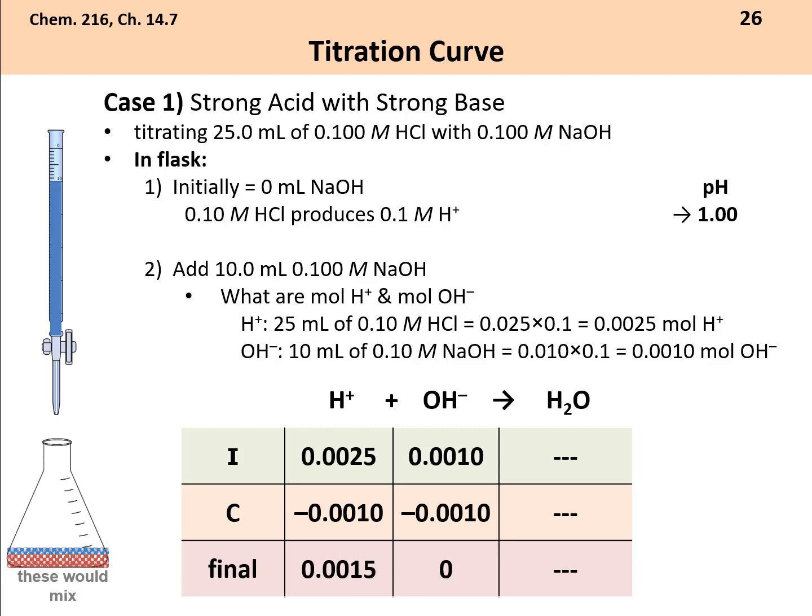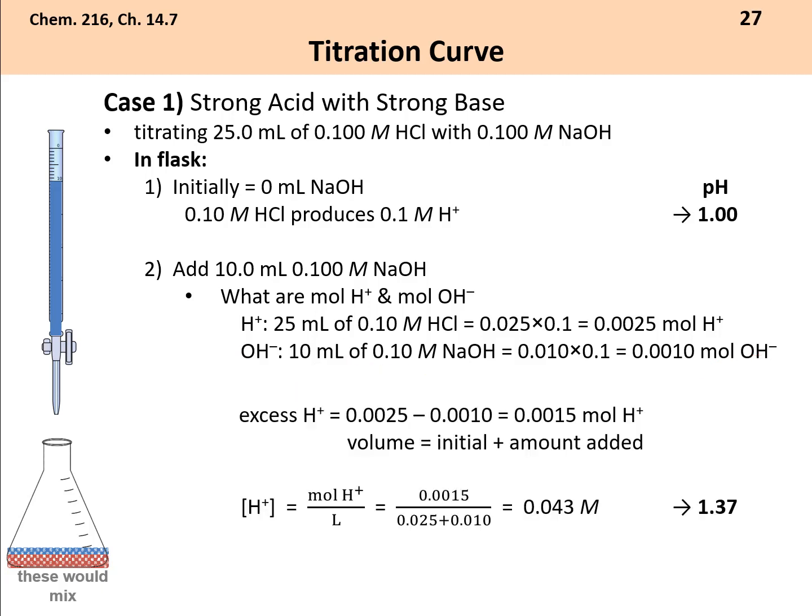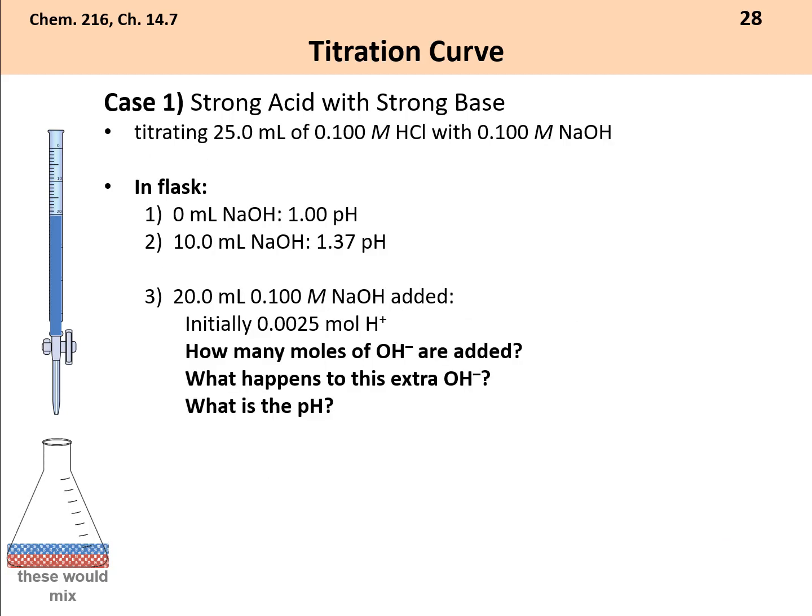All right, here's that calculation on the screen. I figure out how much H+ I have and how many moles of OH-, and then I let them react according to this equation. That found my excess H+, and from that I can figure out my molarity of H+ and then my pH. All right, now let's go ahead and do another one.